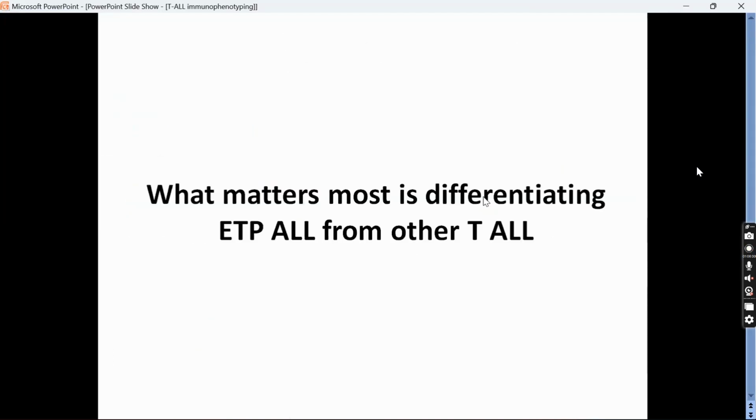Okay, as I said, what matters most is differentiating ETP-ALL from other T-ALL. T-ALL you can call cortical, medullary, whatever. If you miss that, it's not going to be a big blunder. But if you miss calling an ETP-ALL, and just sign it out as T-ALL, that is going to become a problem because ETP-ALL cases have a poor prognosis, and you need to separate it from T-ALL. You need to give a pinpoint diagnosis of ETP-ALL.